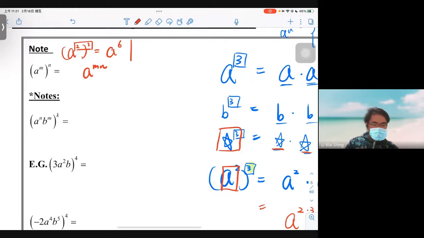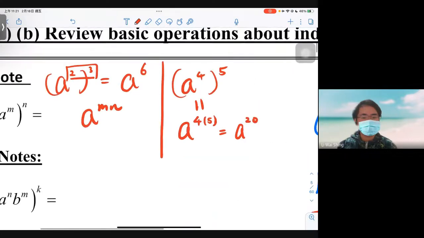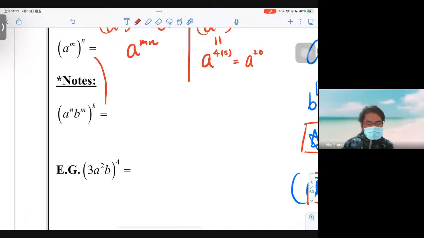Okay, give you another example. a^4 to the power 5. You know that (a^4)^5 equals a^(4×5), so it equals a^20. There are 20 a's multiplied together. All right.